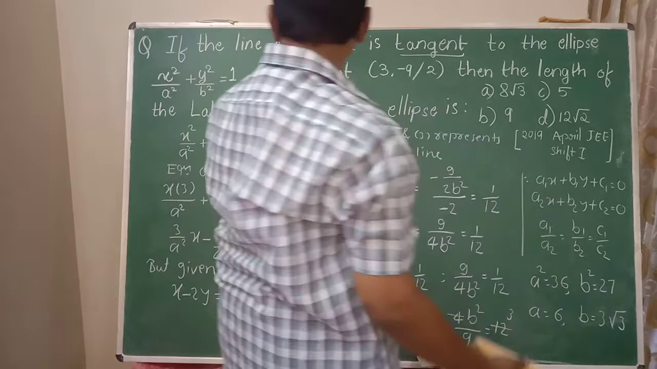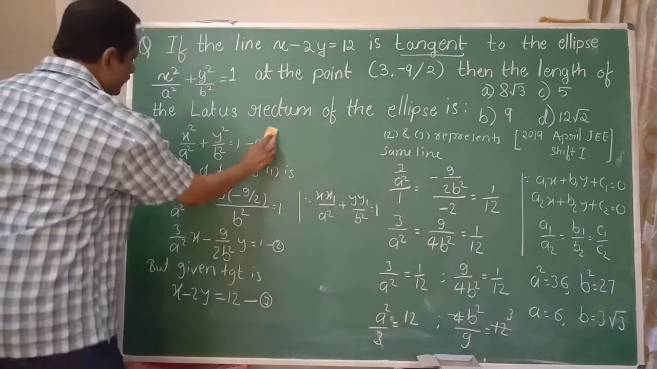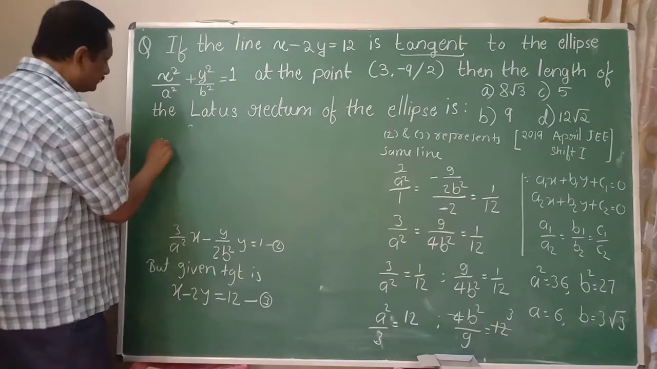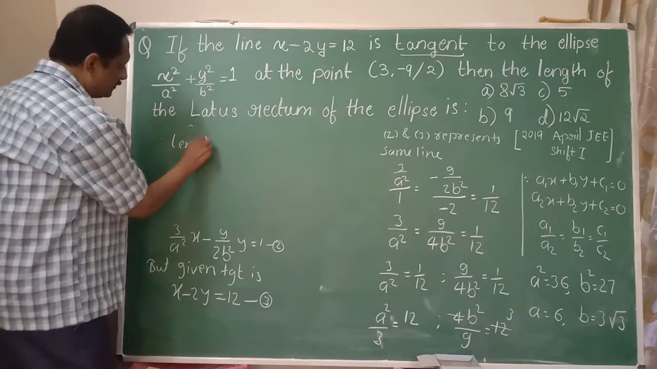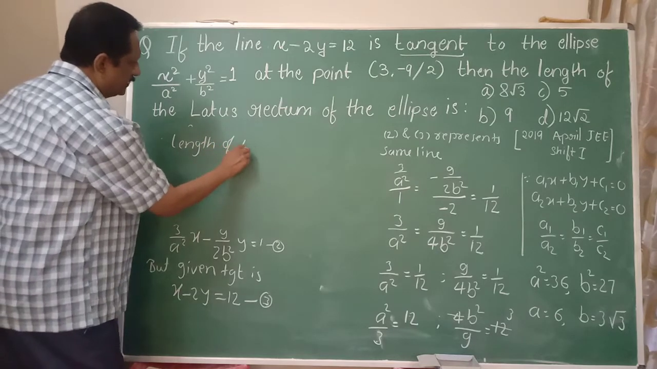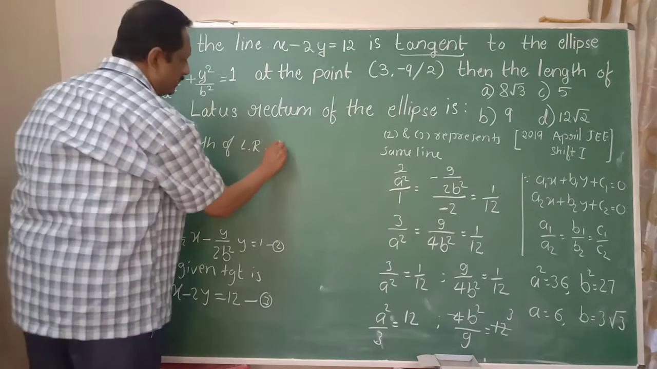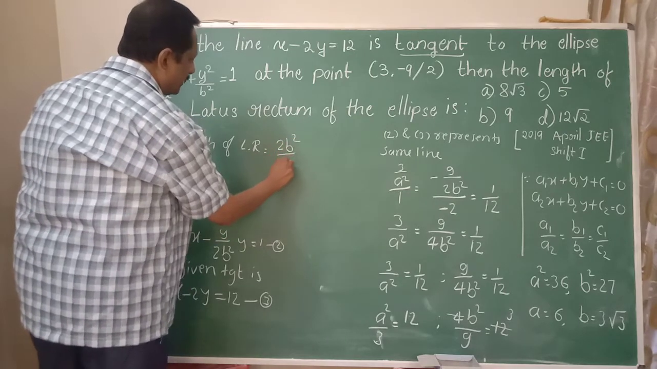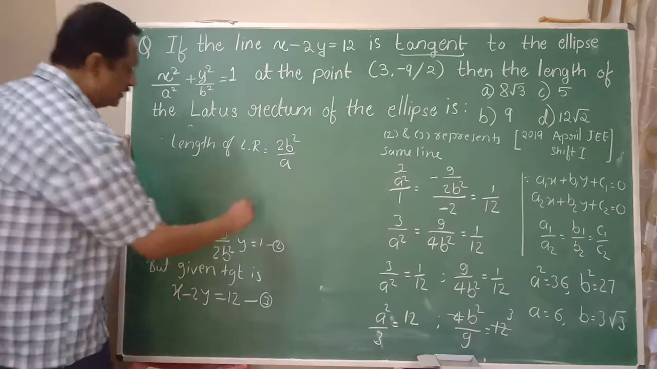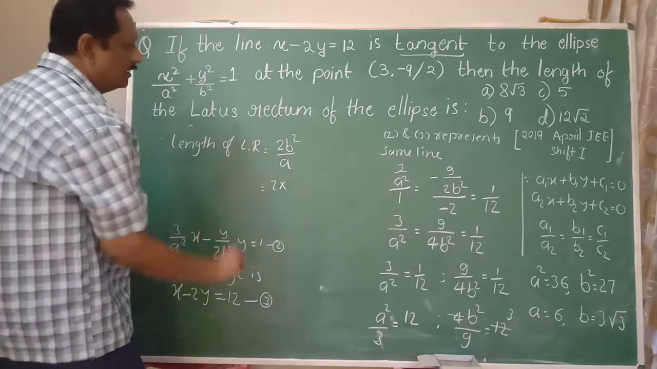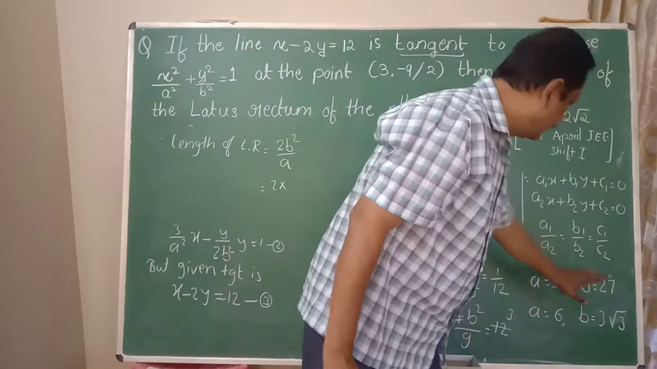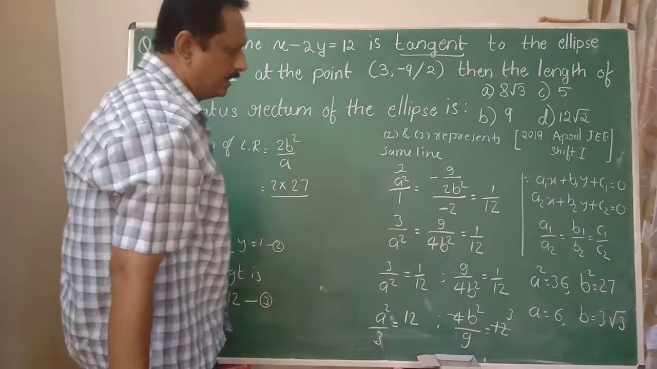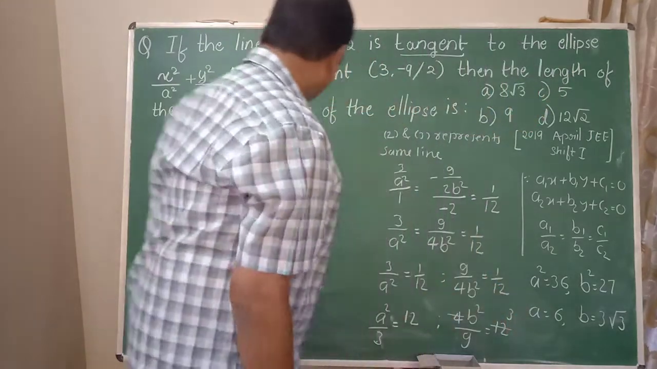Now we find the length of the latus rectum. The formula for the length of the latus rectum is 2b square divided by a. Therefore this is equal to 2 into b square, whose value is 27, divided by a, whose value is 6.